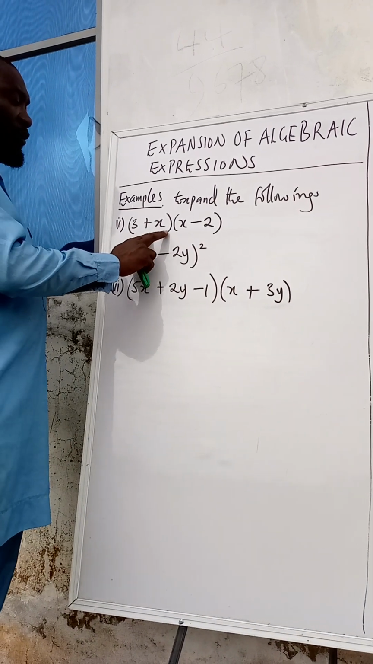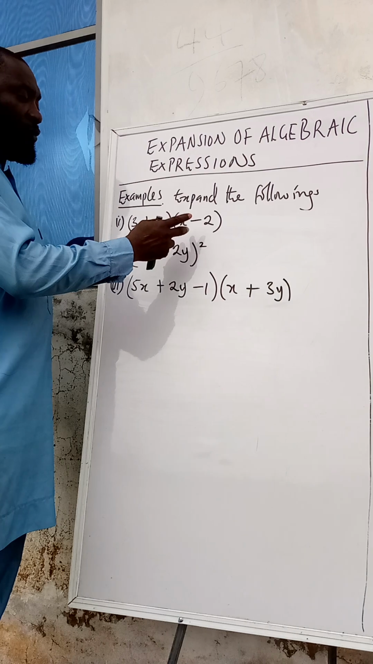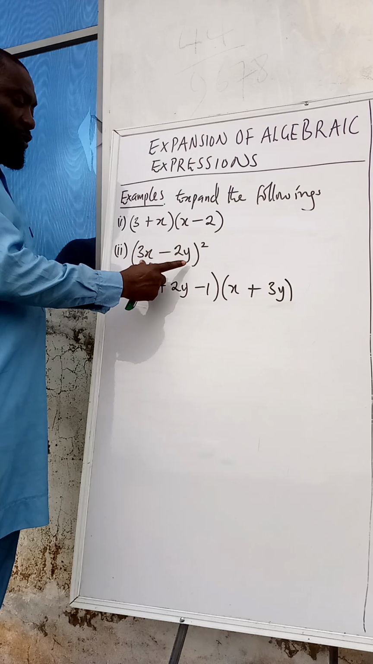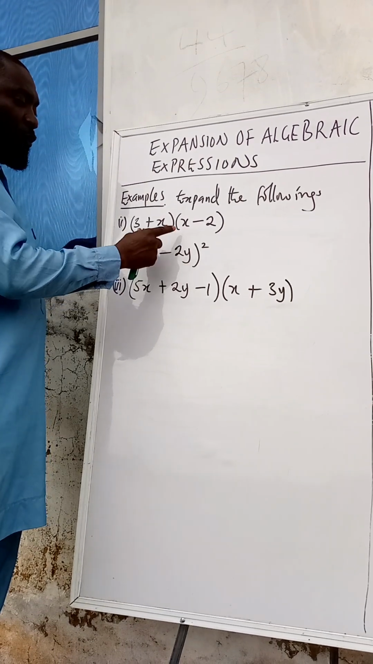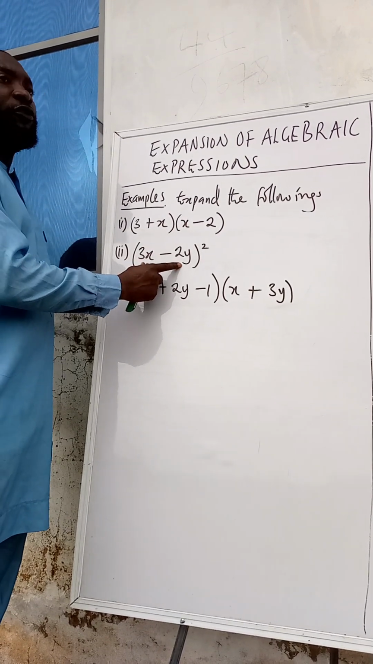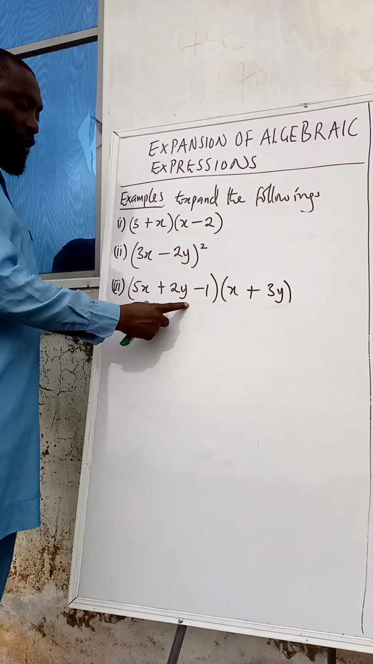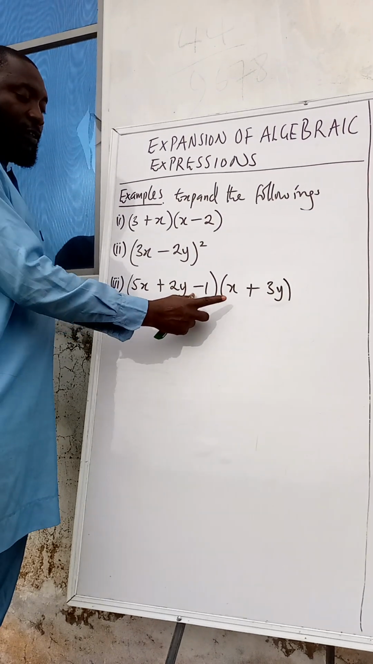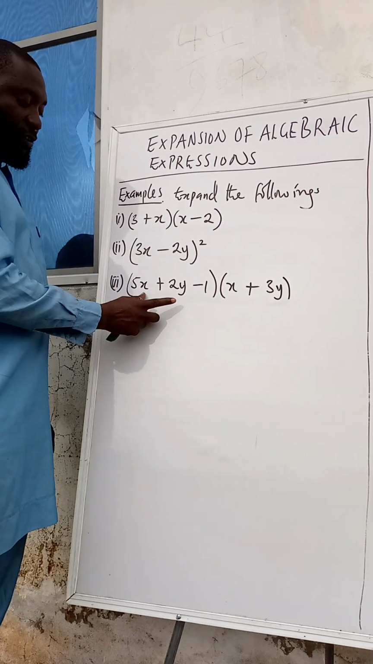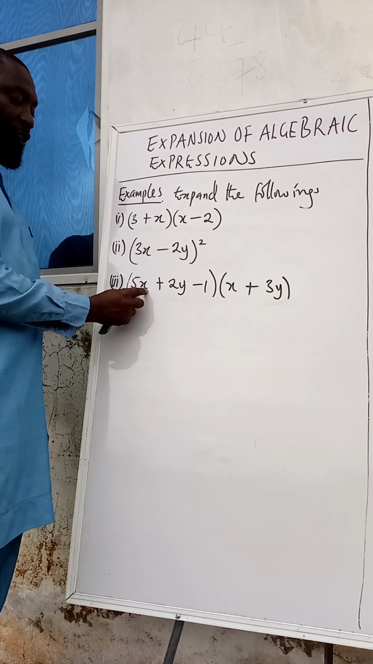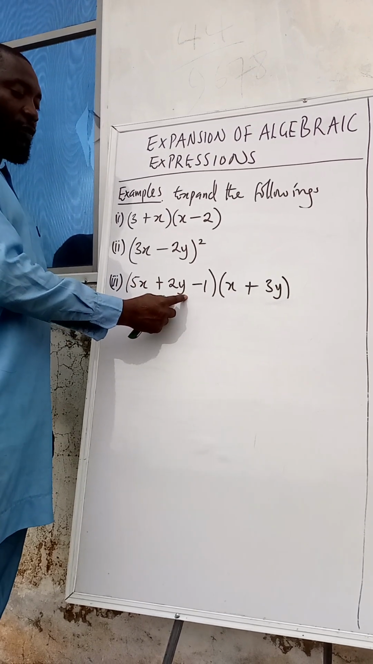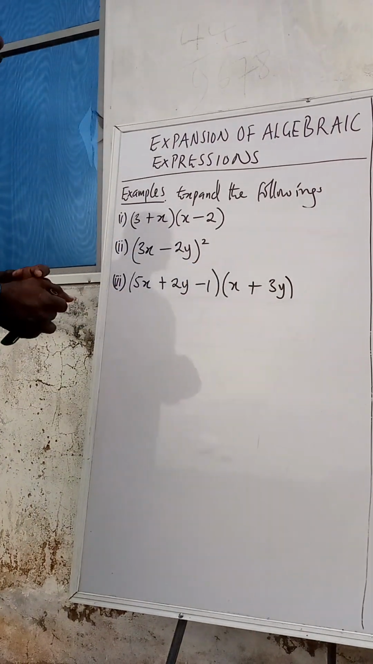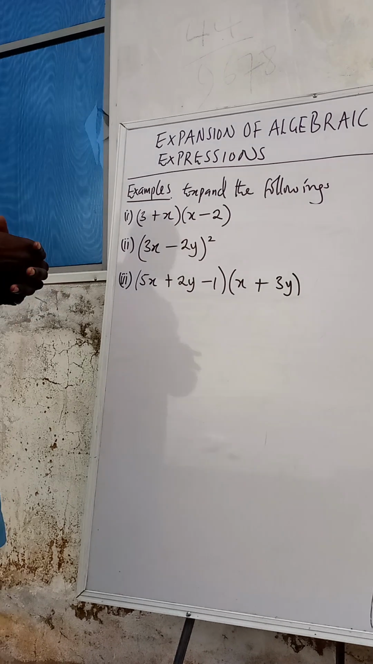We have to expand 3 plus x with x minus 2. Here we have a product of two expressions. Here we have the square of an expression. Here we have a product of two expressions. Though here we have three different cases. 5x is a variable, 2y another one, then we have a number. So we can see that these three examples are not the same. So let's see how we expand the following.